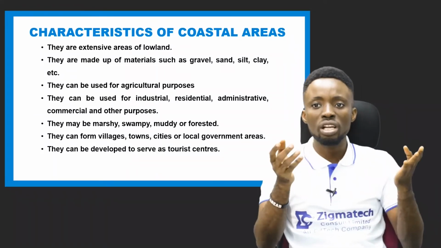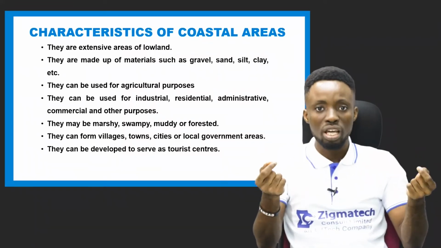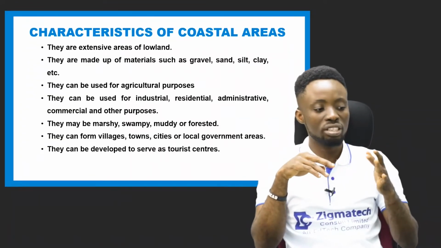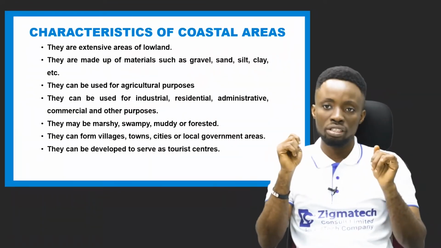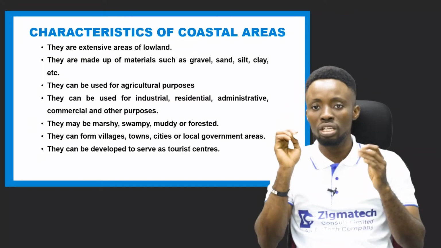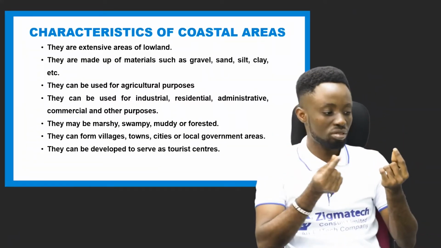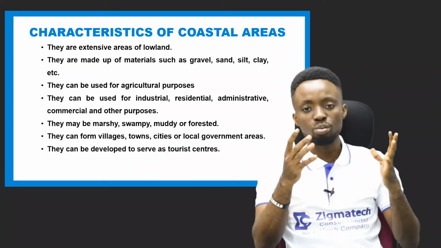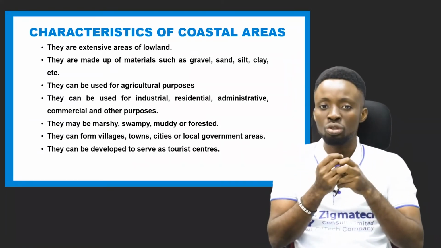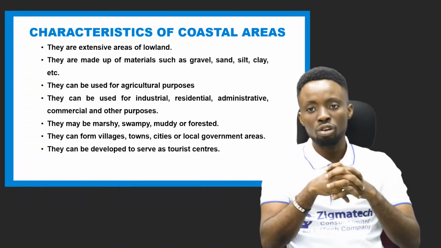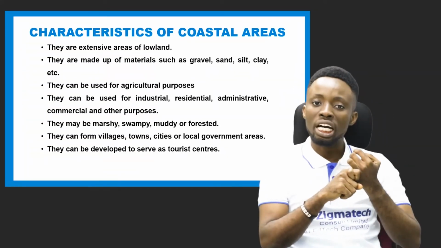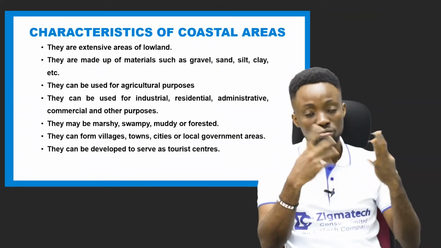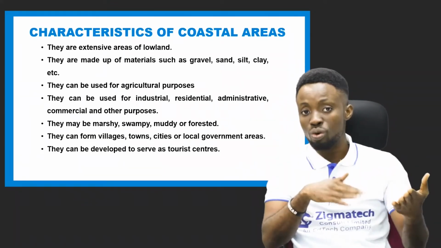Coastal areas are actually extensive areas of lowland. That's one thing we should know. Also, such areas are very rich in silt, gravel, clay, and alluvial soils that can be found around there. And these places are very conducive for agricultural purposes, and they can serve as residential areas or for industrial uses due to the presence of water.